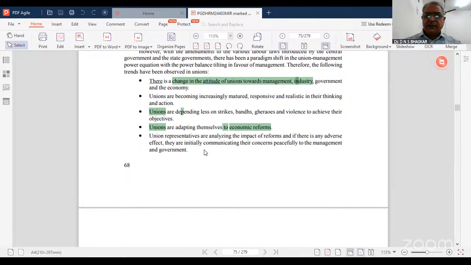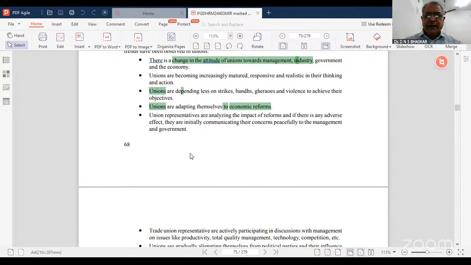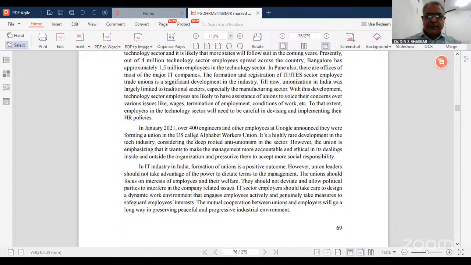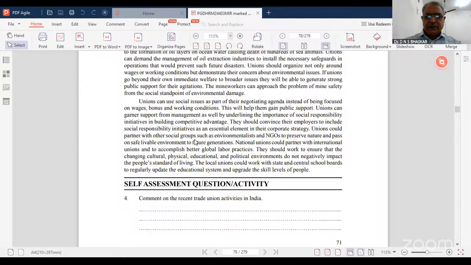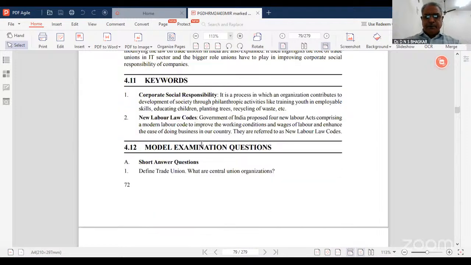So unions are adapting themselves to the various economic reforms. They are moving along with the reforms and are able to cope with them. And regarding corporate social responsibility, the roles of trade unions are given in a short span.